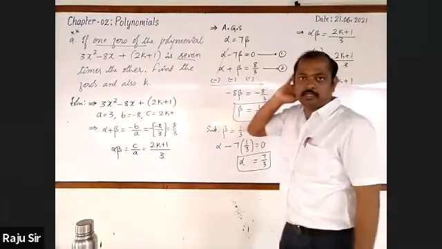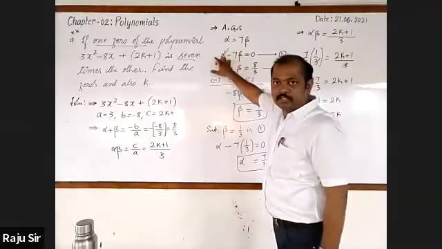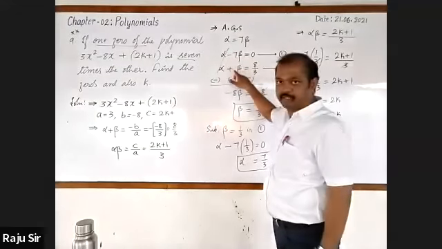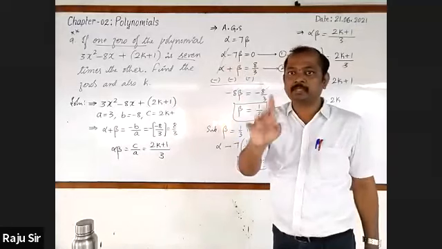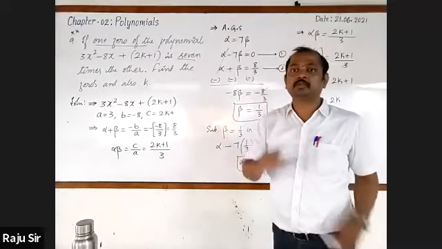Nothing. Just, if you want to cancel either alpha or beta, their coefficient should be same and sign should be different.